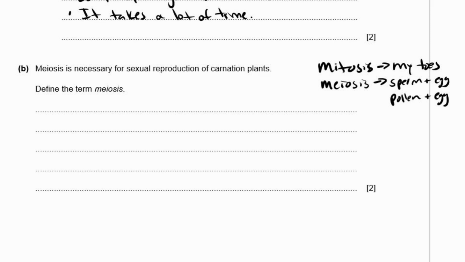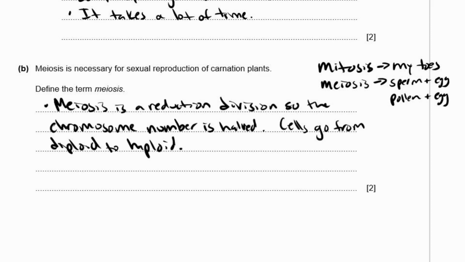Okay, so meiosis, it's known as a reduction division because it takes the chromosome number and halves it. So it goes from diploid to haploid. So meiosis is a reduction division, so the chromosome number is halved. Cells go from diploid to haploid.